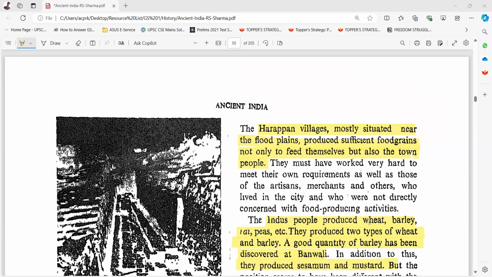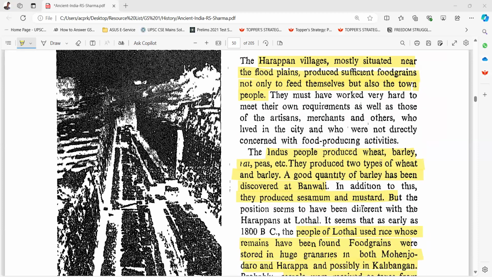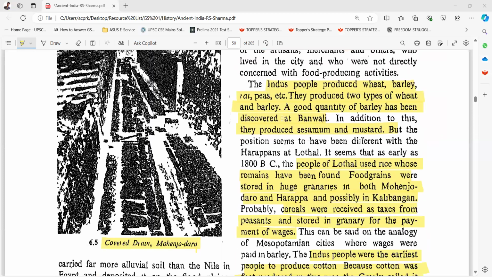The Indus people produced wheat, barley, rye, peas, etc. They produced two types of wheat and barley. A good quantity of barley has been discovered at Banawali. In addition to this, they produced sesame and mustard, but the position seems to have been different with the Harappans at Lothal. It seems that as early as 1800 BC, the people of Lothal used rice, whose remains have been found.